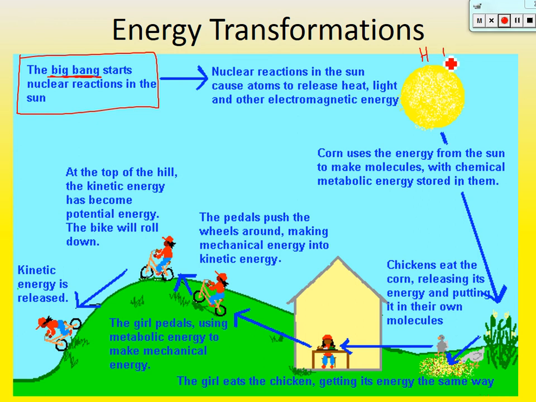So we have hydrogen being fused with hydrogen, and it makes helium. Well, that releases a lot of heat energy and light energy. Well, the light from the sun and the heat from the sun come, and it hits this plant. What do we call that?